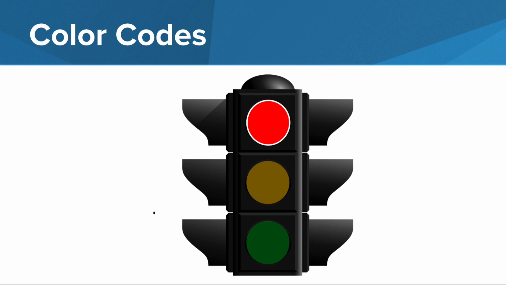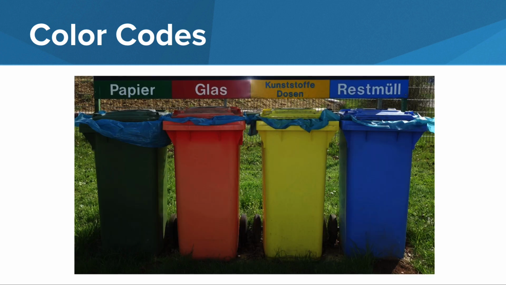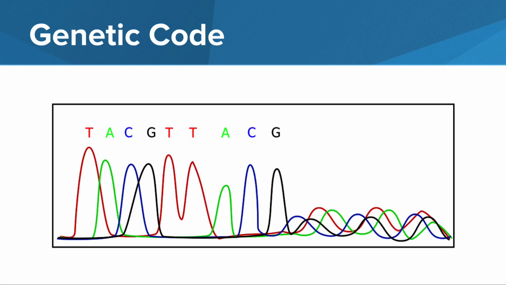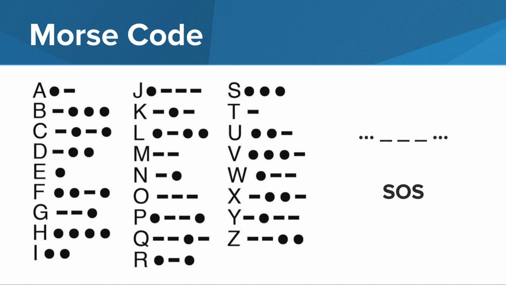Information can be coded using colors, such as a traffic light, or maybe on these recycling bins. Humans are even made of code. Our genetic code determines a lot about us, including our features and personality traits. Morse code was widely used in the past to translate dots and dashes to text. This is pretty similar to binary.